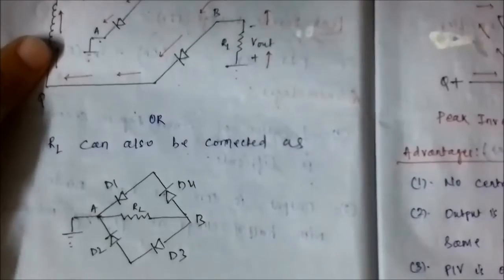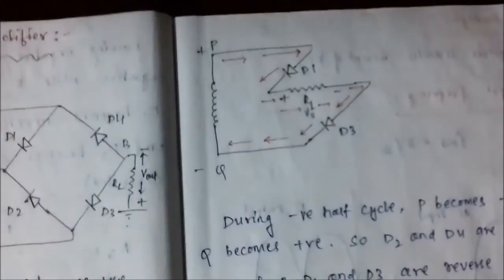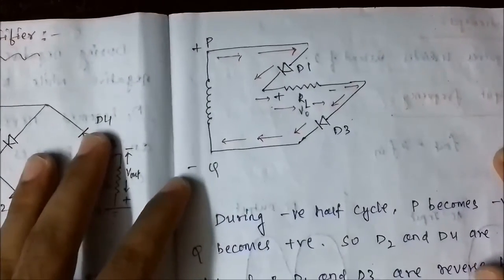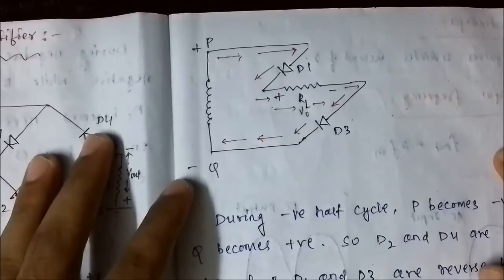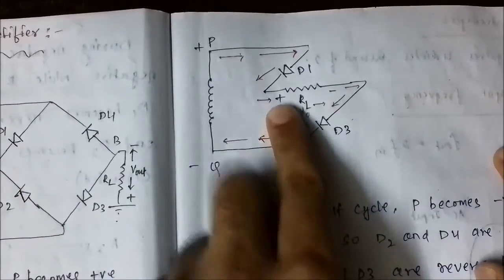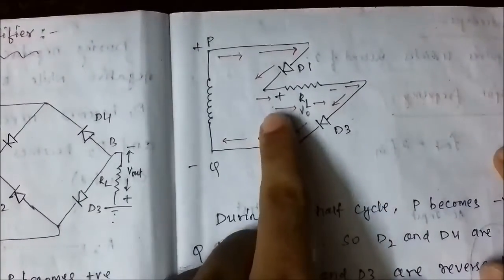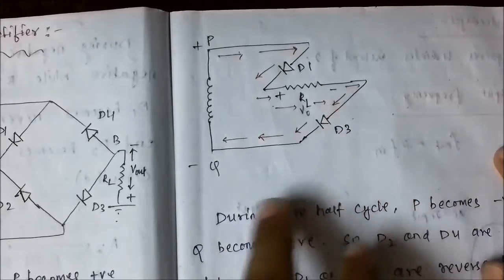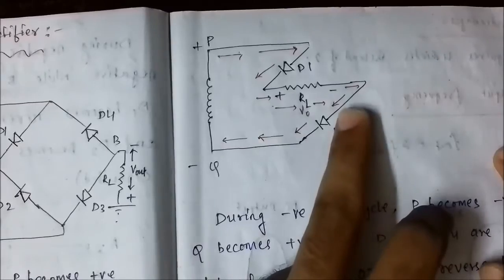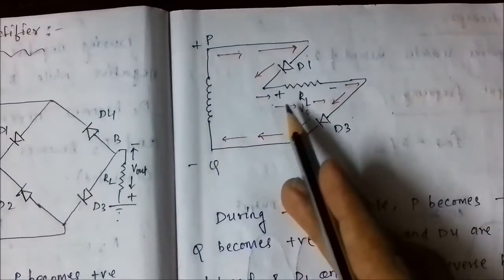The diodes D1 and D3 are forward biased and are activated, while diodes D2 and D4 are open circuited. As this end of the load resistance is connected to the positive polarity end, it attains a positive sign, while this end being connected to the negative polarity end attains a negative sign. So this is the response during the positive half cycle.